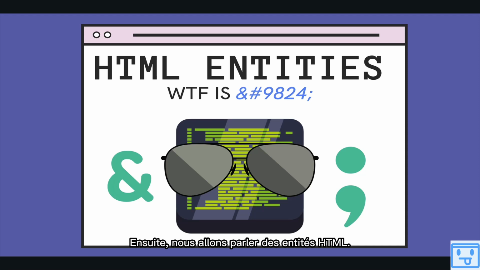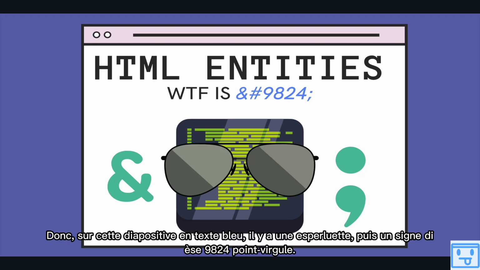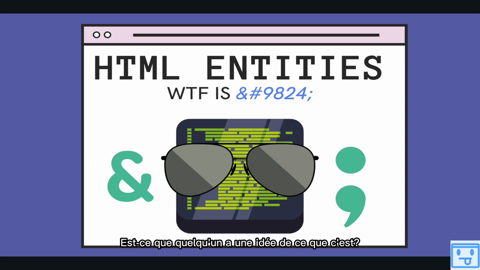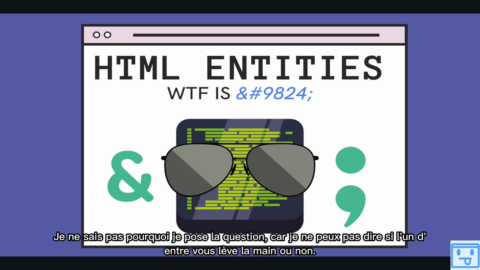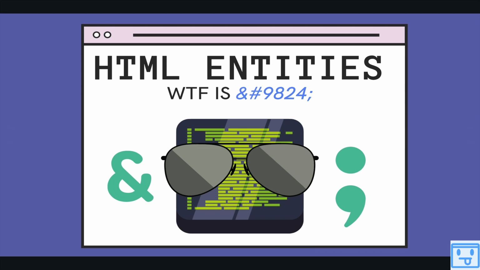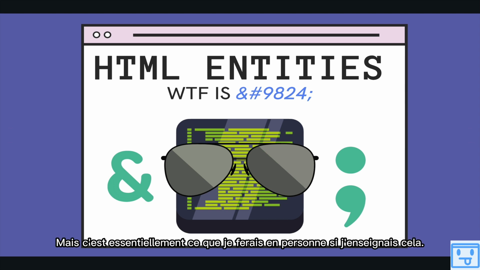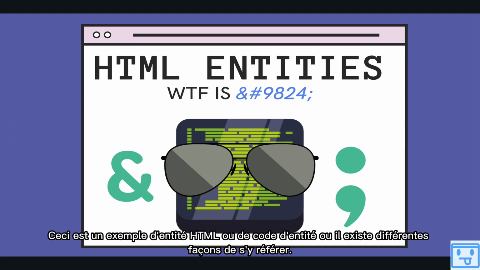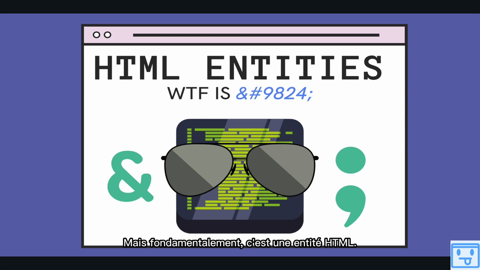Next up, we're going to talk about HTML entities. So on this slide, in blue text, there is an ampersand and then a pound sign, 9824 semicolon. Does anyone have any idea what that is? I don't know why I'm asking because I can't tell if any of you are raising your hand or not, but this is basically what I would do in person if I was teaching this. This is an example of an HTML entity or an entity code, or there's different ways of referring to it, but basically it's an HTML entity.